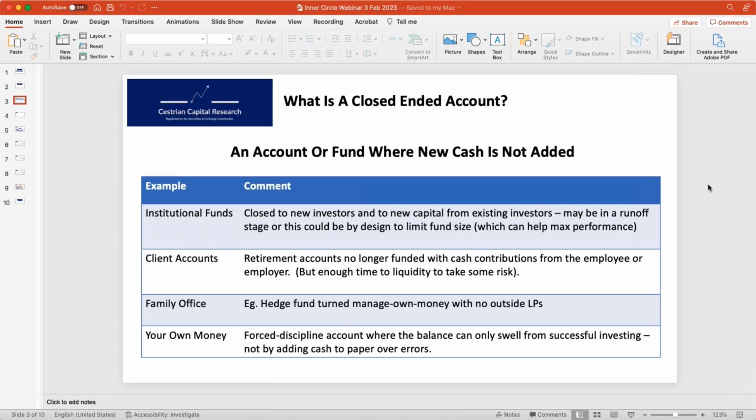Okay. So first of all, what is a closed-ended account? Well, some of this will be familiar to you, some of it won't. A closed-ended account is, in short, an account or a fund where new cash is not being added. These are common in some circles, not in others.